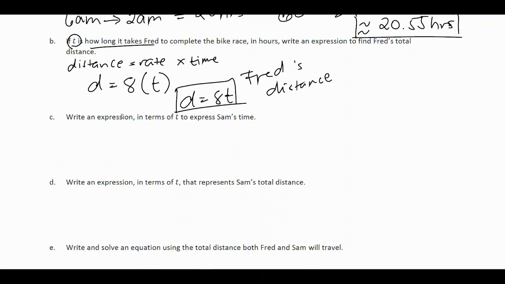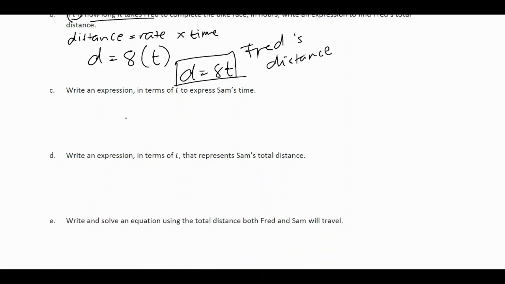Next, write an expression in terms of t to express Sam's time. Of course, if we have the total time as 20.55, we need to subtract Fred's time, which is represented as t. So that is our expression for Sam's time.